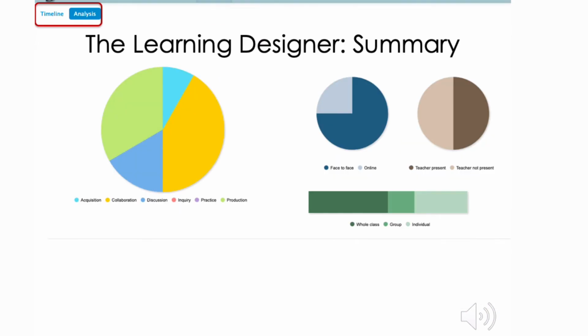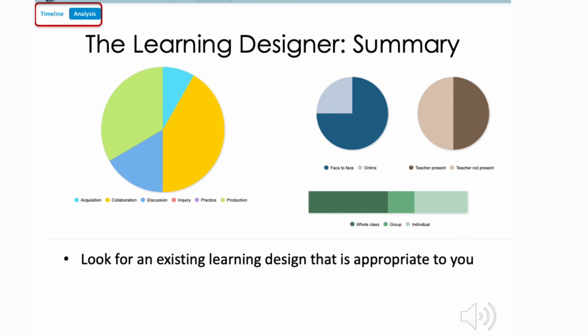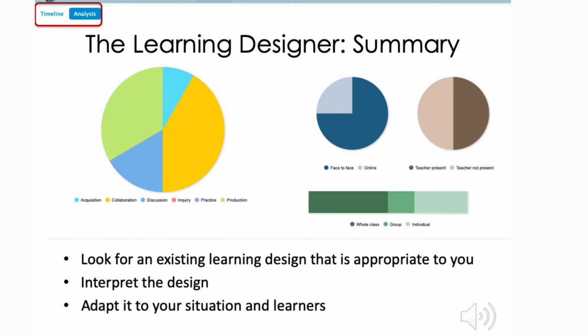Finally, if you click the tab at the top for analysis, you'll see some other images that summarize what you've designed. To sum up, we've seen how to look for and find the right design for you. Then how to interpret the design by studying the types of learning, learner group size, time required for each activity, and so on. We have looked at some ways to modify and adapt it, and we've seen how the pie chart can help to reflect on the design.